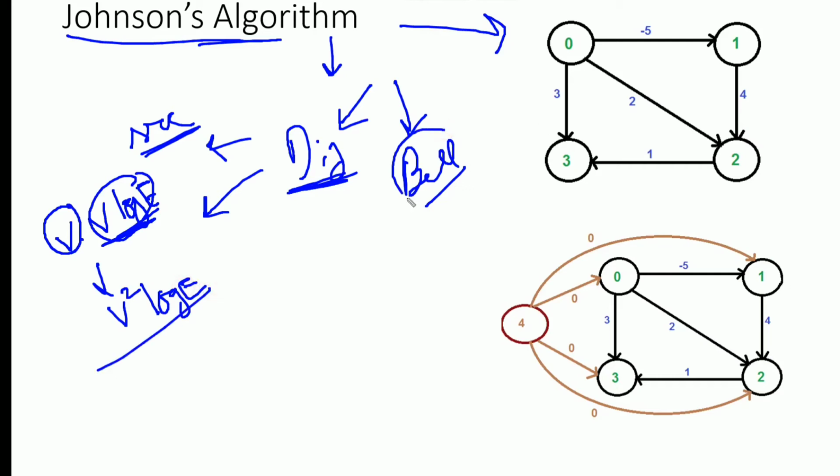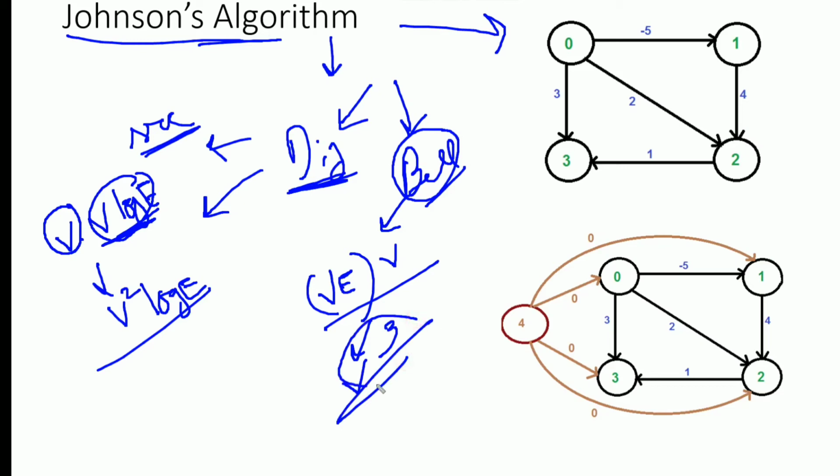And if we apply the Bellman-Ford algorithm to each vertex one by one as a source vertex, Bellman-Ford takes V into E times, approximately V square times. If we apply it for each and every vertex, it is V into VE. Ultimately, we get V cube time complexity, which is the same as that of Floyd-Warshall. So it's better to use Dijkstra, because its time complexity is V square log E, which is less than V cube.